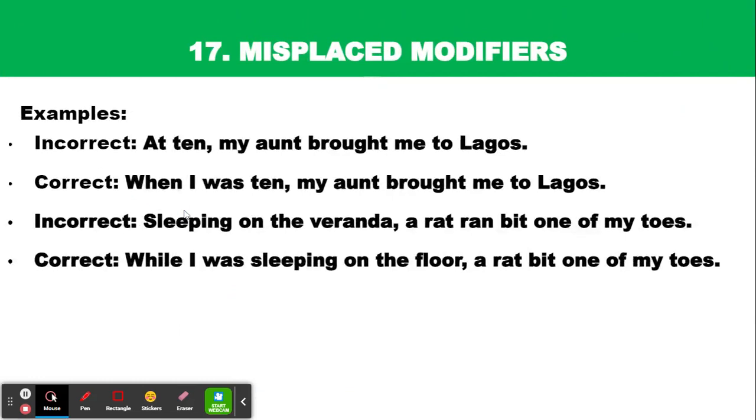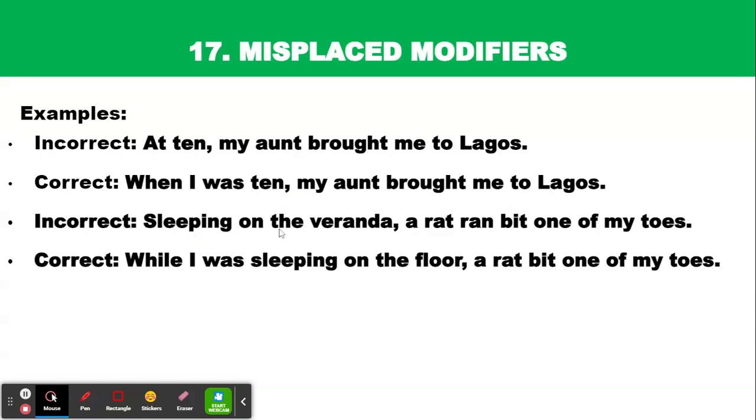Number 17, misplaced modifiers. A modifier is a word that describes another. So it's incorrect, for example, to say, "At 10, my aunt brought me to Lagos." Now, this is confusing because are you now saying that your aunt was 10 when she brought you to Lagos? But you know, "at 10" refers to me here. So the correct thing is to say, "When I was 10, my aunt brought me to Lagos."